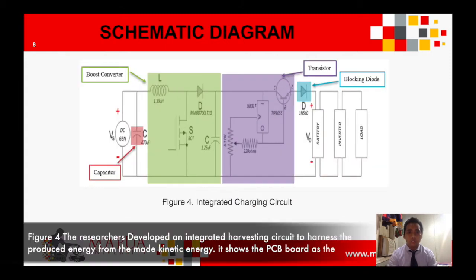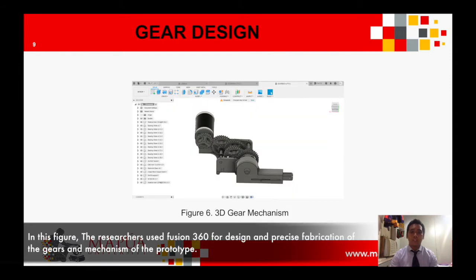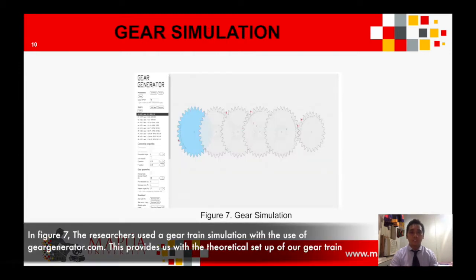Figure 4, the researchers developed an integrated harvesting circuit to harness the energy produced from the kinetic energy. It shows the PCB board as the center of the circuit connected to the individual electronic components of the prototype and the mechanism. In this figure, the researchers used Fusion 360 for design and precise fabrication of the gears and mechanism of the prototype. In Figure 7, the researchers used a gear train simulation with the use of geargenerator.com.